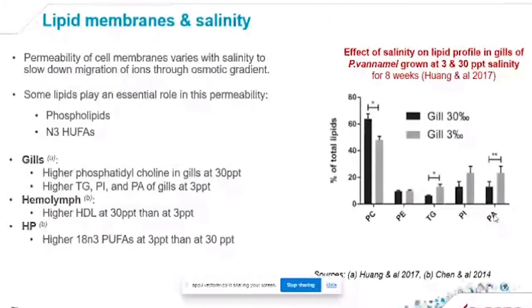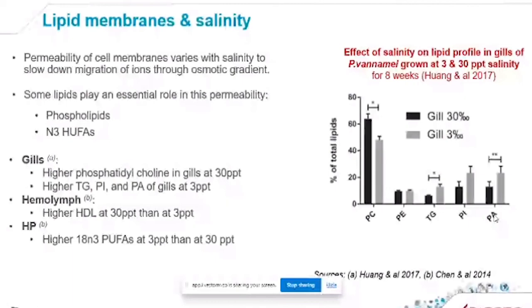Remember, the permeability of cell membranes varies with the salinity and can slow down the migration of ions through the osmotic gradients. So that's one way of protecting. Also, some lipids seem to play a very important role in this permeability, like phospholipids and omega-3 fatty acids. You know that most marine fish and animals have high levels of omega-3 fatty acids compared to freshwater fish, where you have more omega-6. And they have a role in the membrane of the cells.